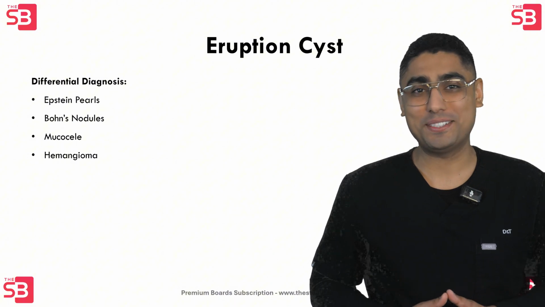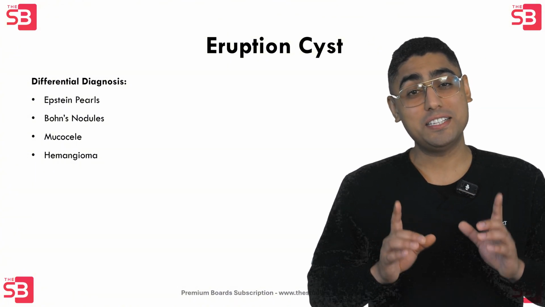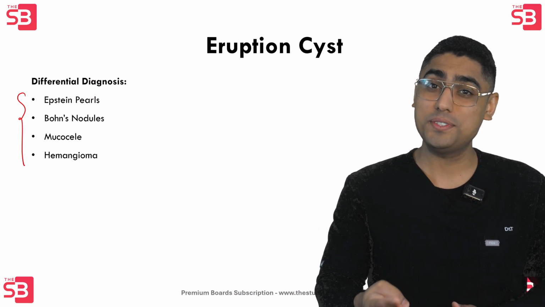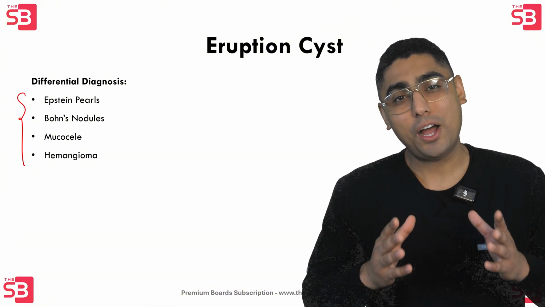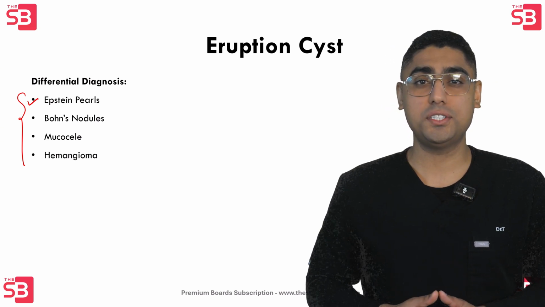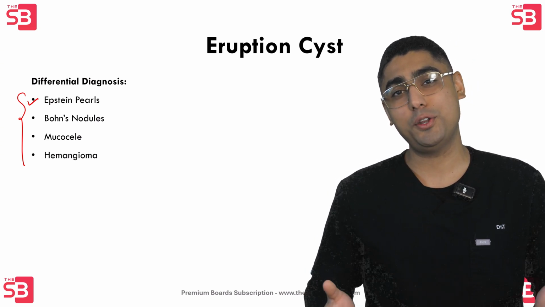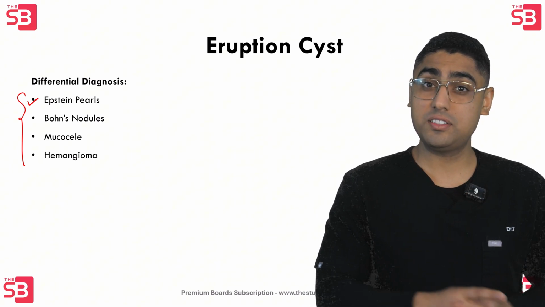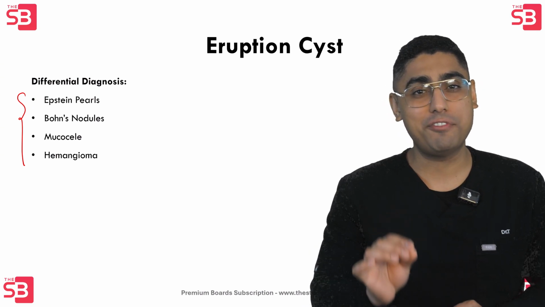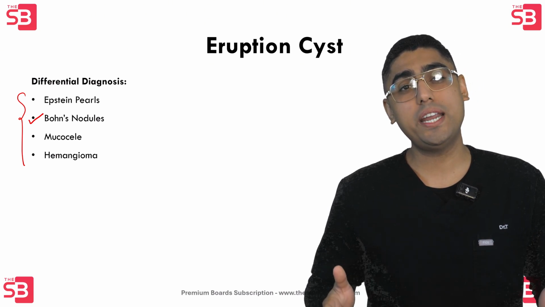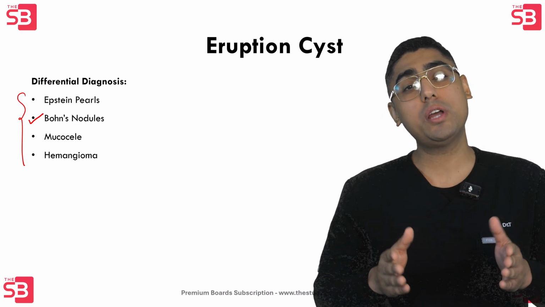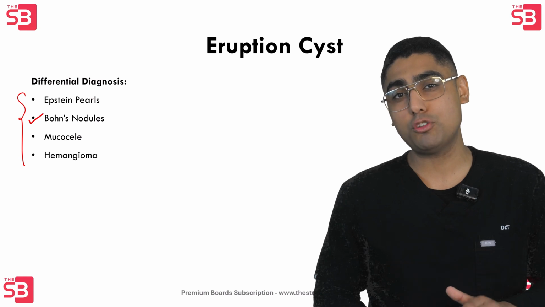Now, let's talk about the differential diagnosis. When we are diagnosing eruption cyst, it is very important to distinguish it from other similar lesions like Epstein pearls, Bohn's nodules, mucocele, and hemangiomas. Now let's talk about how to differentiate it from Epstein pearls. Epstein pearls are small, white, cystic lesions commonly found on the midline of the hard palate in newborns. In contrast, eruption cysts are found on the alveolar ridge. Next, Bohn's nodules are tiny, white, keratin-filled cysts located on the buccal and lingual aspects of the dental ridges in newborns. But eruption cysts have a bluish hue and are present in the place of an unerupted tooth.